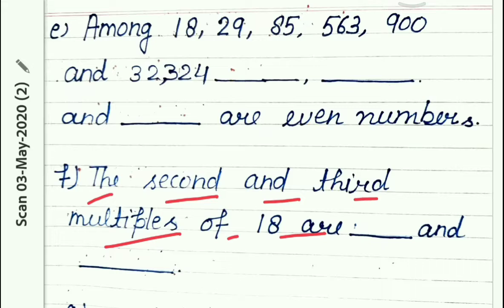So, suppose we are asking the multiplication table of 3, then 3 1s will be the first multiple, second multiple 3 2s, and third multiple 3 3s. But here we are asking for multiples of 18, and which ones? Second and third. So 18 2s, what will be? 36. 18 2s are 36, and the third multiple 18 3s are 54. Is that clear?